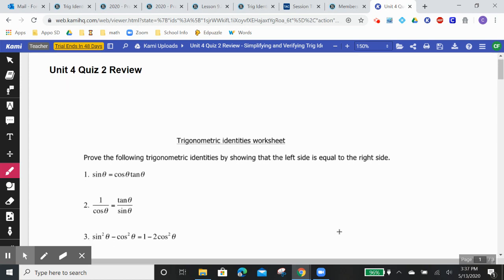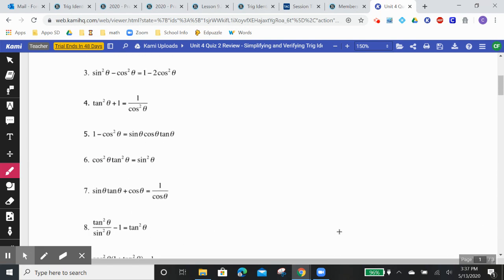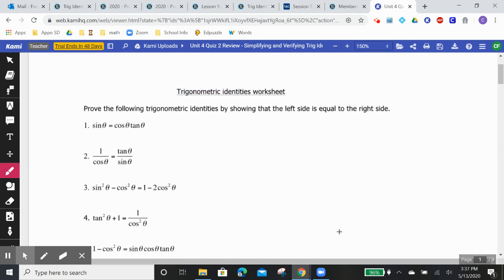But here I'm going to go over some answers. I don't think I'm going to get all the answers to fit on this one page, so I have some extra pages to add the answers in here. So all right, let's take a look at these. Again, it just basically says prove, which is the same as verifying, to show the left side is equal to the right side. So again, you can work on whatever side you want, but you got to make both sides equal.